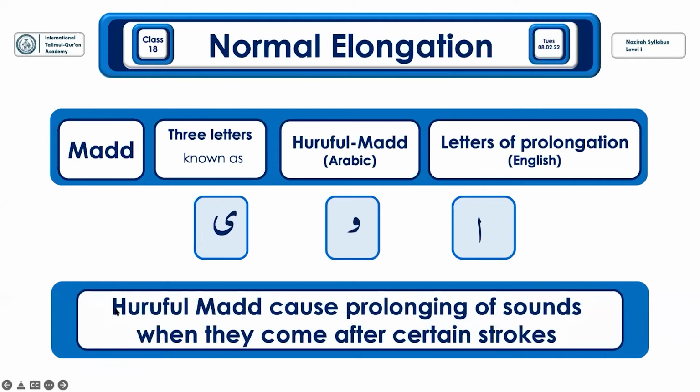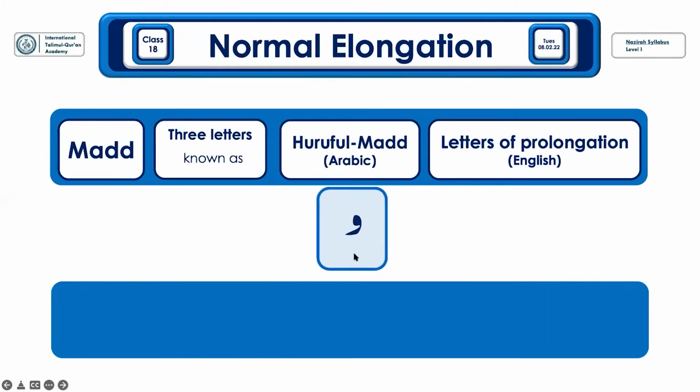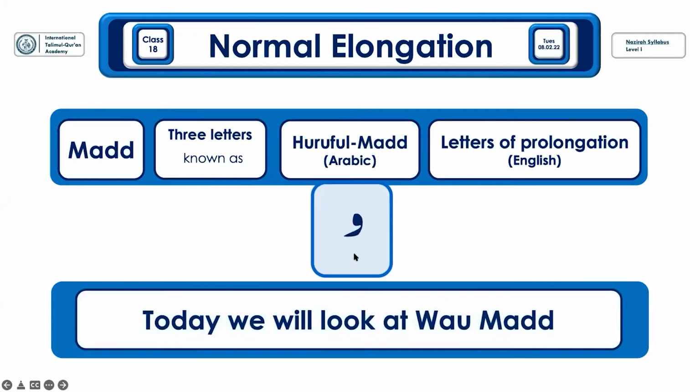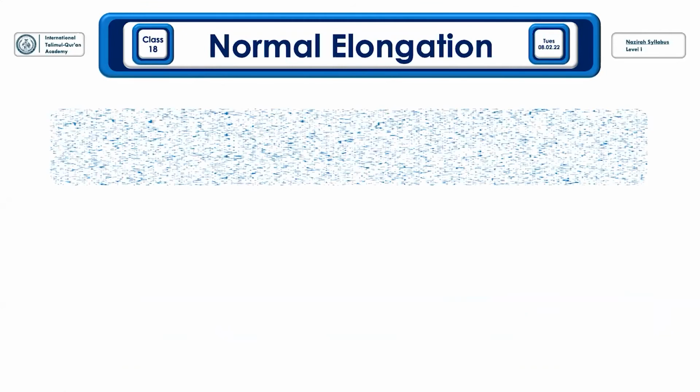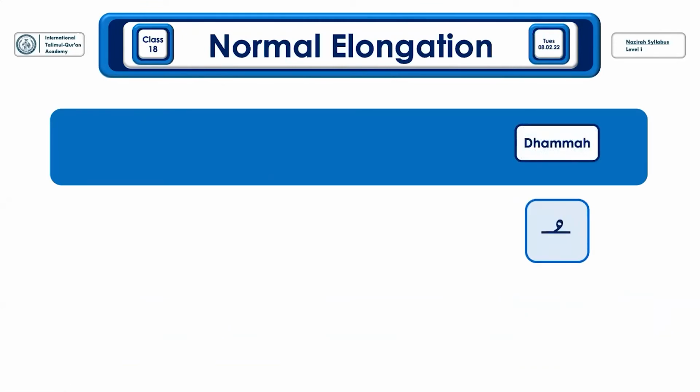As already said, huruful mad causes prolonging of the sounds when they come after certain strokes. In the case of alif madda, it was a fatha. So if a blank alif is coming after a maftuh letter, it will cause prolonging of the sound. And today we are going to learn about waw madda. Let us see how we can recognize a waw madda.